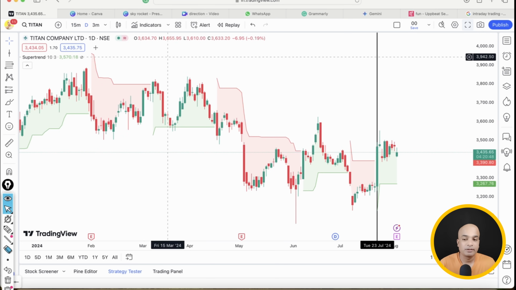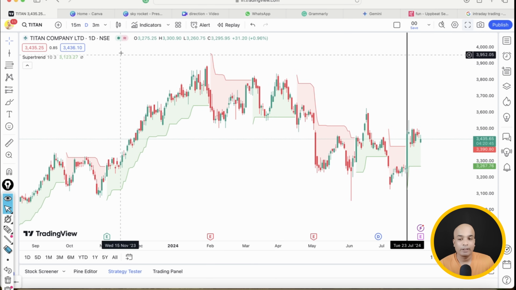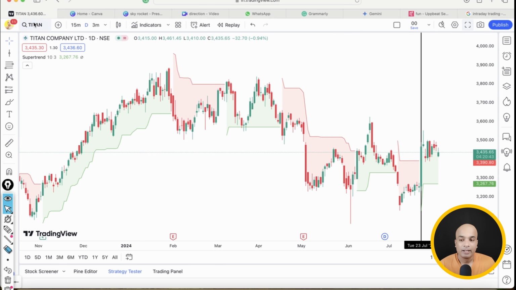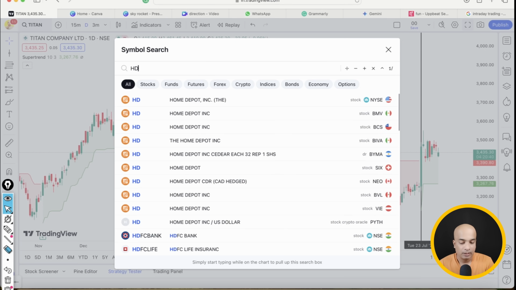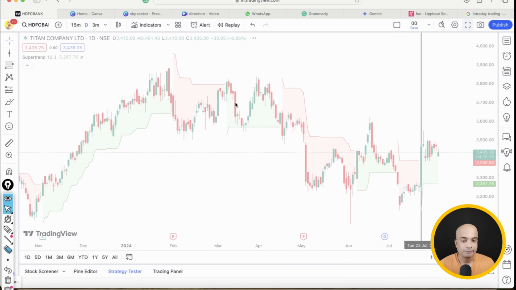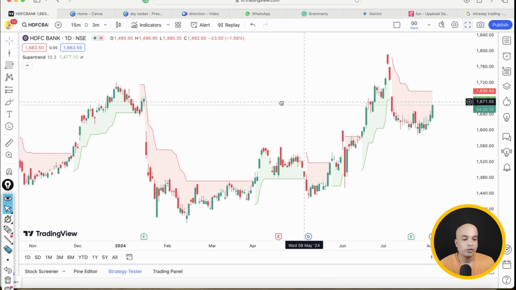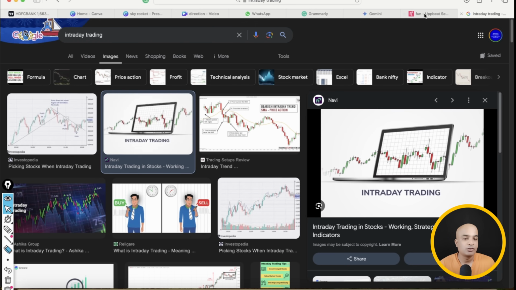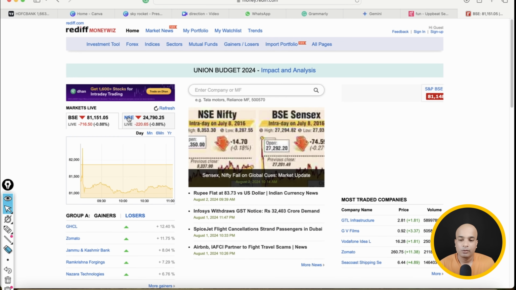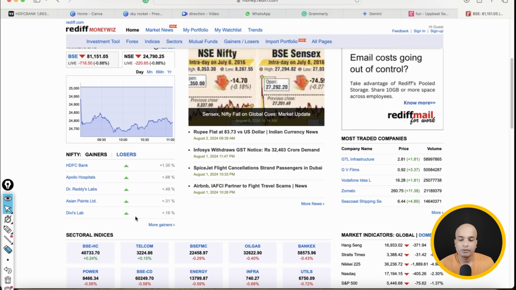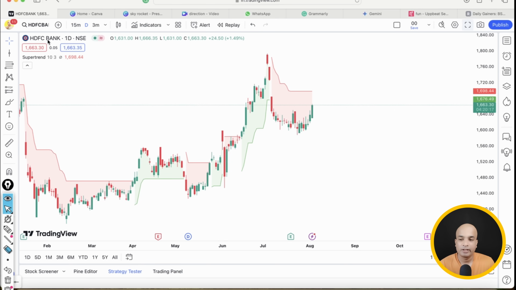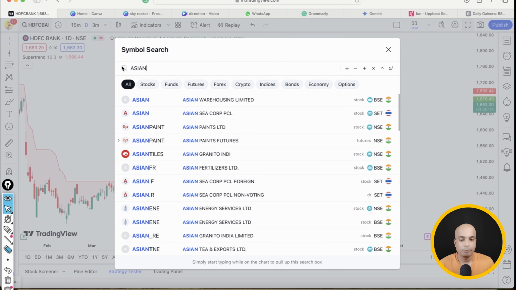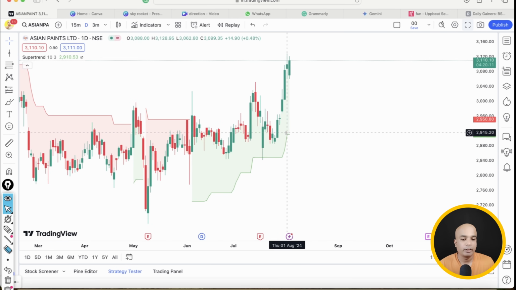I will go to some other stock, because even on the daily time frame, it is in a sideways trend, right? If I go to some other stock like probably HDFC Bank, it is also in a sideways trend as of now. I will pick a stock which is trending. HDFC Bank is okay. Asian Paints is decent, I guess. If I go to Asian Paints on the daily time frame, yeah, it is decent.